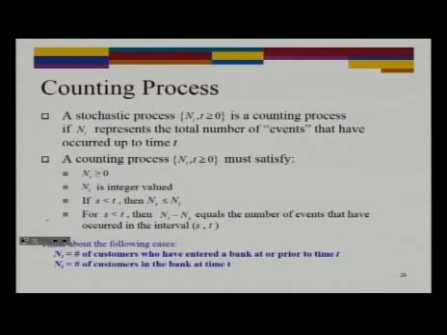Okay, the first terminology that I want to explain to you is the counting process. I'd say a stochastic process X of t, or N sub t this time, is a counting process if N sub t represents the total number of events that have occurred up to a certain time t. And the counting process N sub t must satisfy all of these conditions.